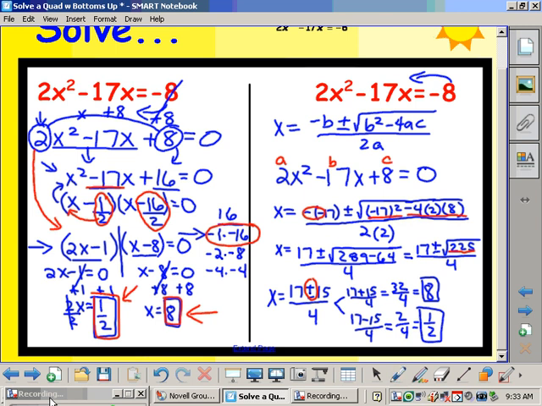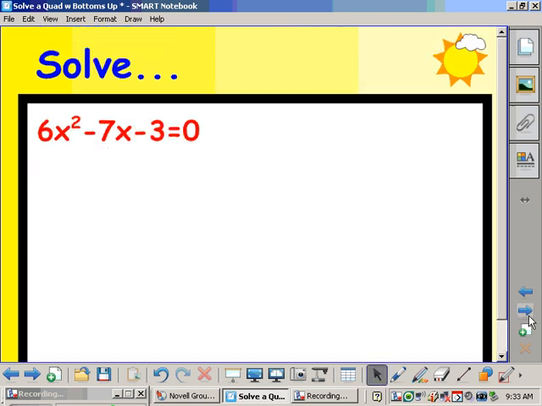So again, the quadratic formula can be used to find the x-intercepts of any quadratic equation and can be used instead of any other method that you've learned. But let's continue to focus on bottoms up. So let's look at an additional example.